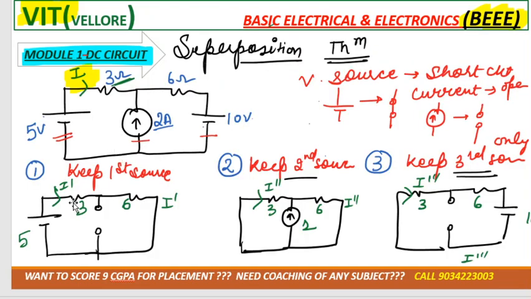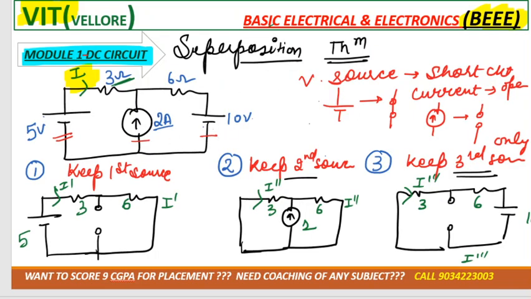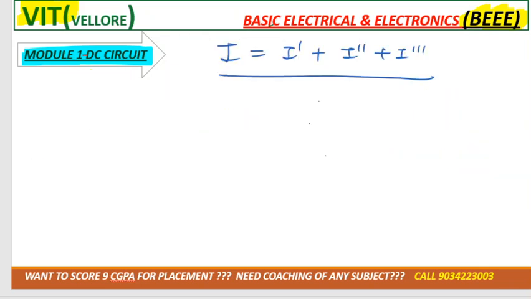As you have seen, I dash, I double dash, and I triple dash are all in the same direction. That's why the currents will add with each other. If they are opposite, then we need to subtract. Don't consider the opposite case, don't take the opposite direction, always prefer to take the same direction.